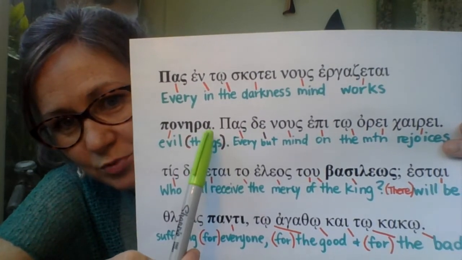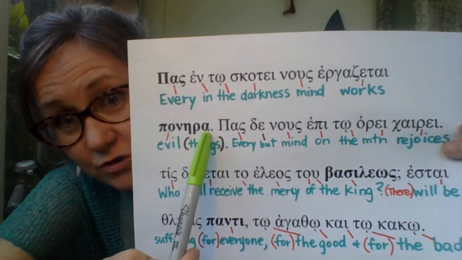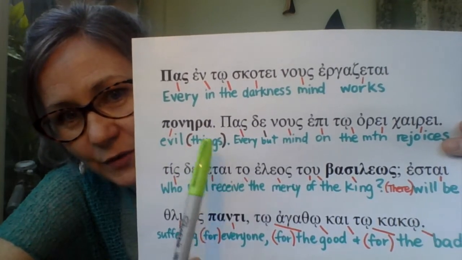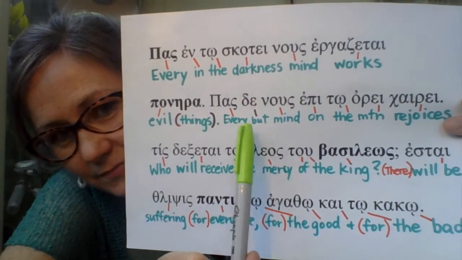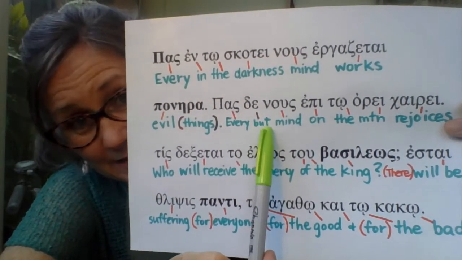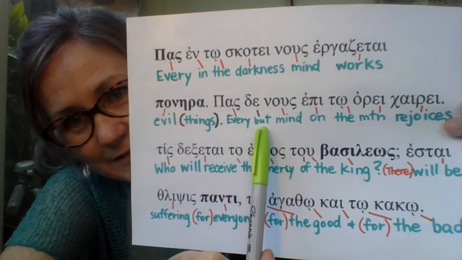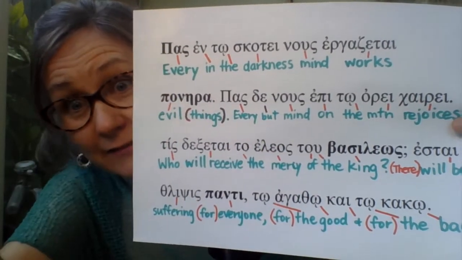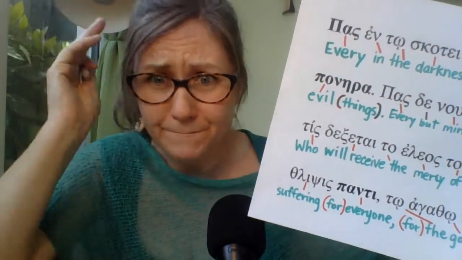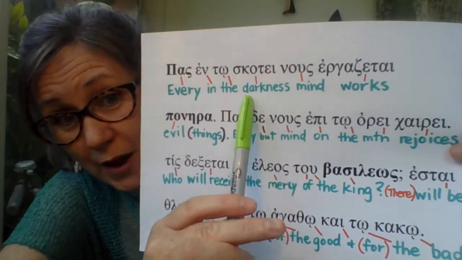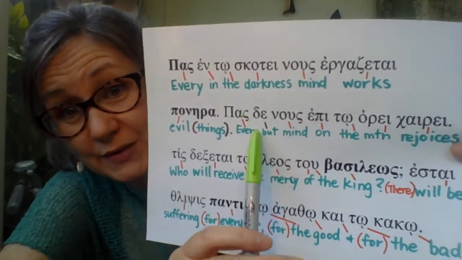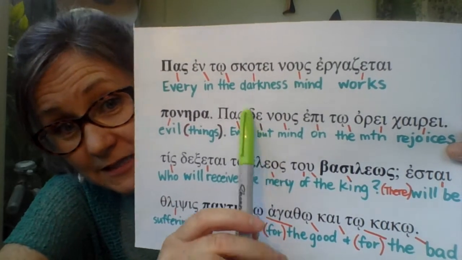But because that's plural and it's neuter, I put evil things. So every mind in the darkness works evil things. Pas de, that de is a gentle way of saying but. It's not like alla, like a really strong but. In fact, some people don't even translate it. They just see it as a way of Greek telling us it's a new sentence. But it does mean but.